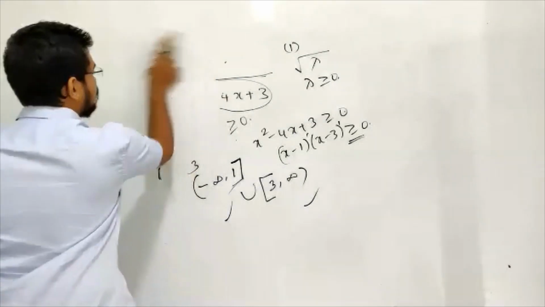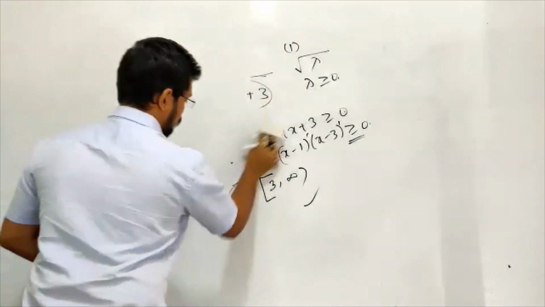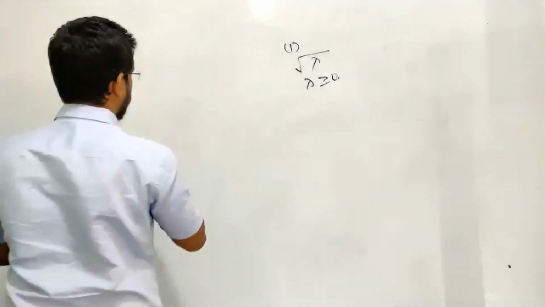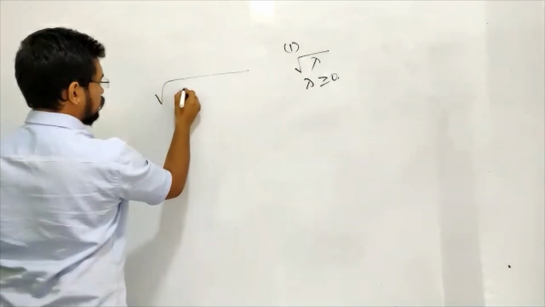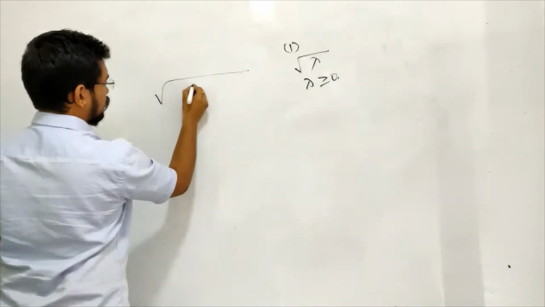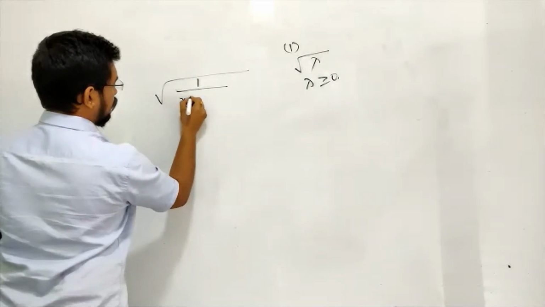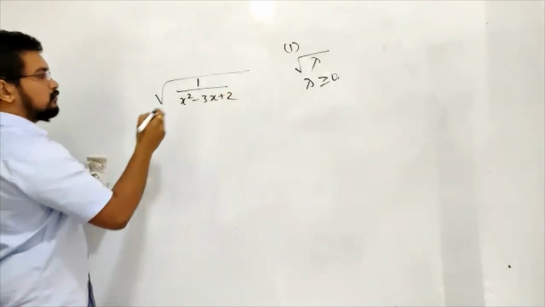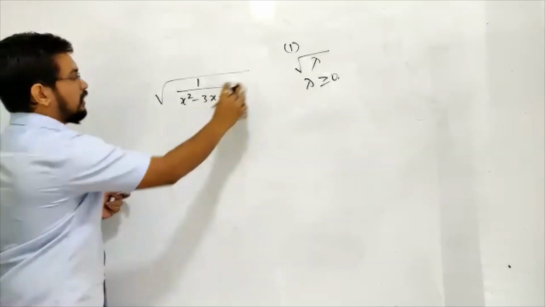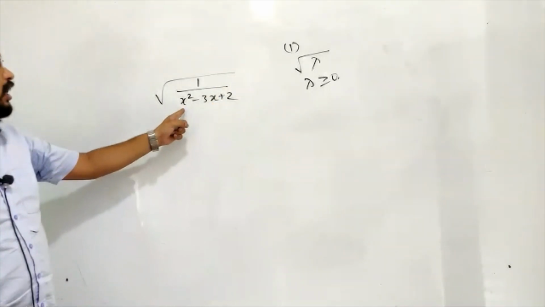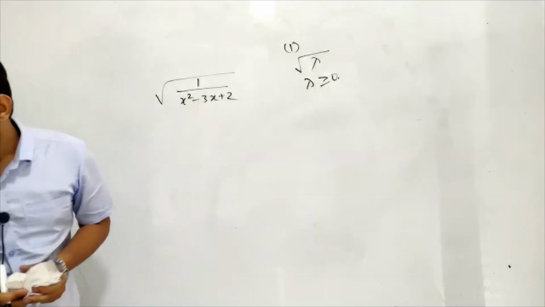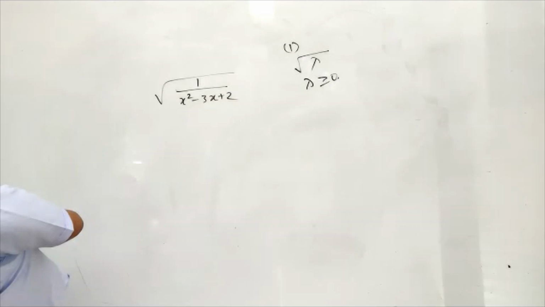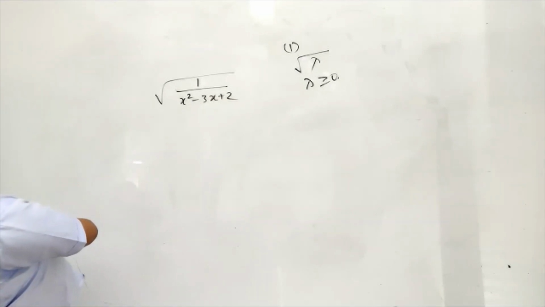Hope this is clear. Next, you have to answer this. You have to solve this now. Answer. Time is half a minute. Under the root of 1 by x square minus 3x plus 2. I want the domain for this. Answer. Make it fast.